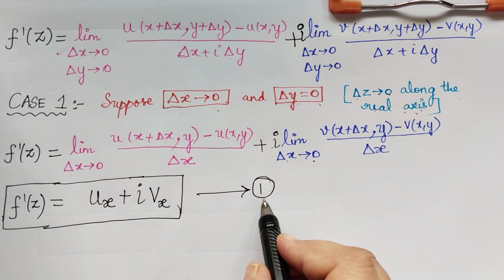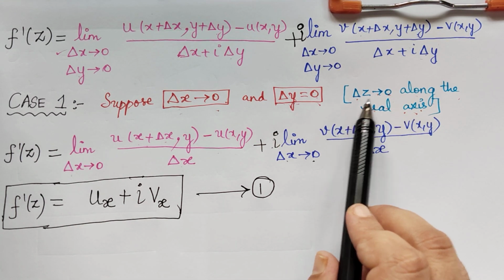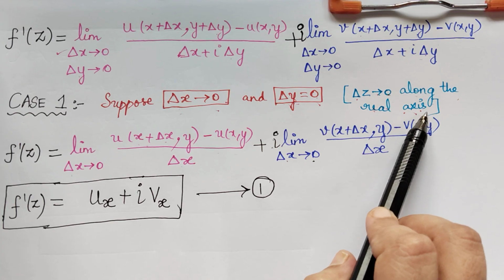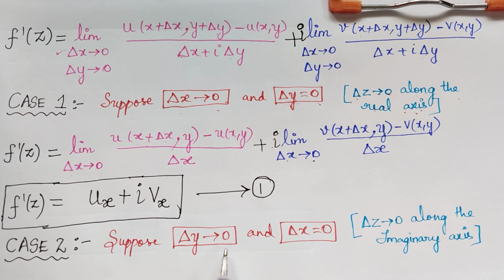Now in a similar way we have case 2. That is, we are going to choose delta z tends to 0 along the imaginary axis. So how will that be? Suppose delta y tends to 0 and delta x is equal to 0. That is, we are choosing delta z tends to 0 along the imaginary axis. So along the imaginary axis delta x will be 0 and delta y will tend to 0.